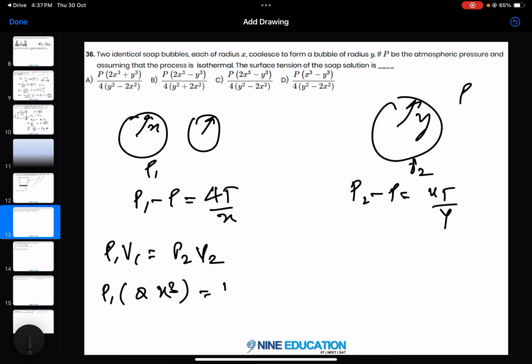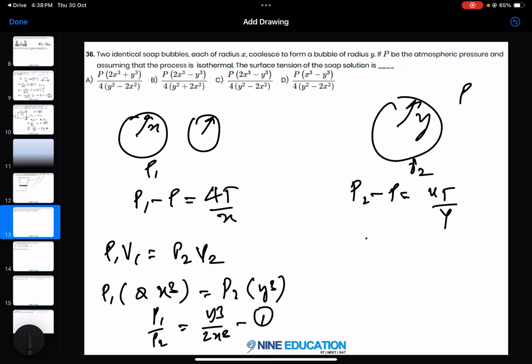4 by 3 pi will anyway get cancelled. So P2 into y cube. So what is P1 by P2? It will be y cube by 2x cube. Now this is, let's say, one relation.